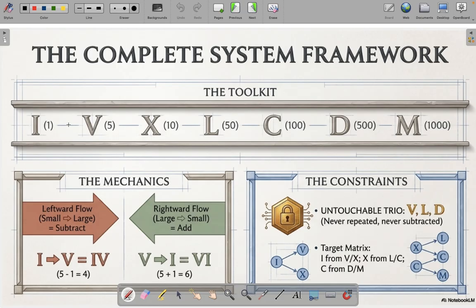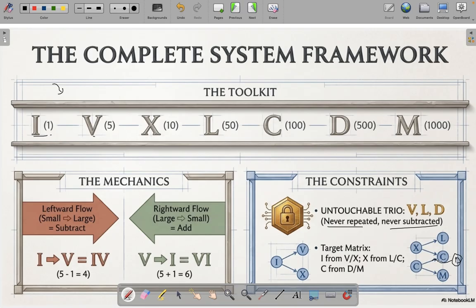So again, this is just the summary. So I is 1, V is 5, X is 10, L is 50, C is 100, D is 500, M is 1000. So these are the only notations that we have to work with for now. There are larger numbers, but we are not interested in them. Then left means subtract, right means add, right? V, L and D, you cannot repeat them, you cannot subtract them. I you can only subtract from V and X. X you can only subtract from L or C, and C you can only subtract from, sorry, there's a mistake here. So C you can only subtract from either D or M.